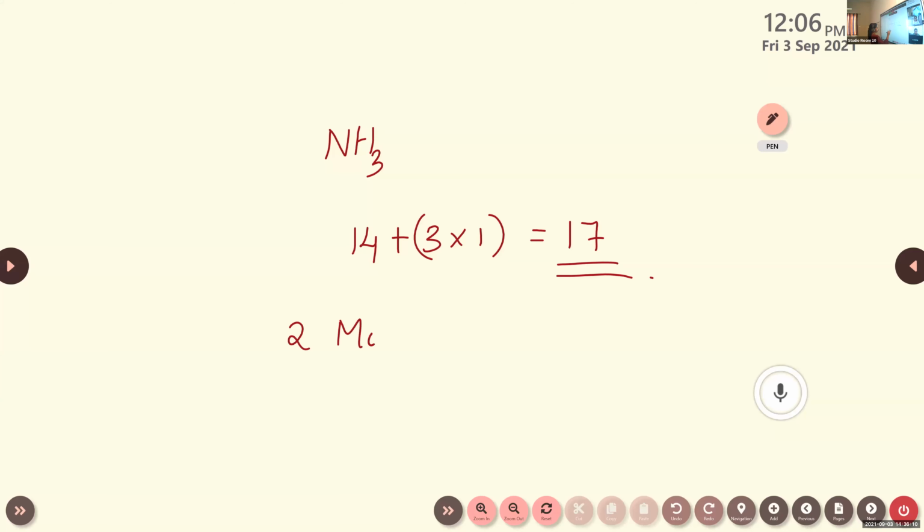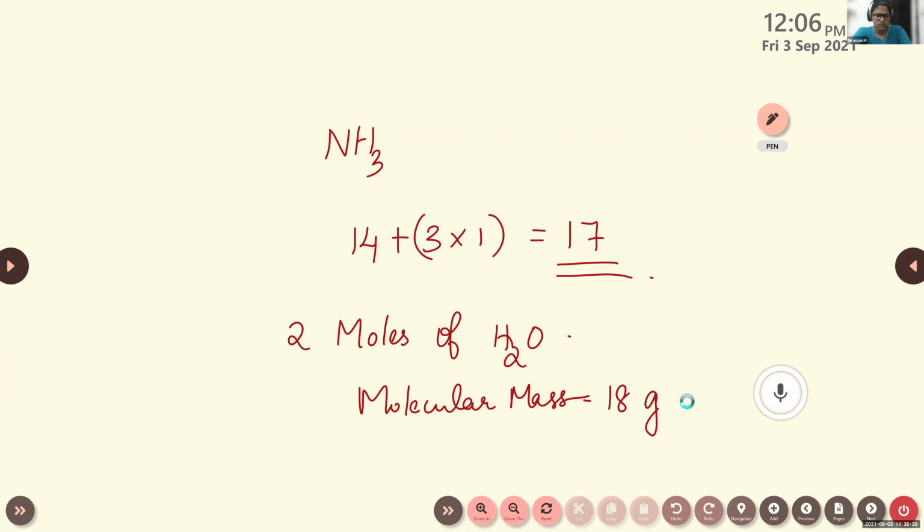2 moles of H2O. What's the molecular mass of 2 moles of H2O? What's the molecular mass of H2O? Yes. Molecular mass of H2O. 18, right? 18 gram. That's for 1 mole, right? 1 mole. So for 2 moles, it will be 2 into 18, right? 2 into 18.